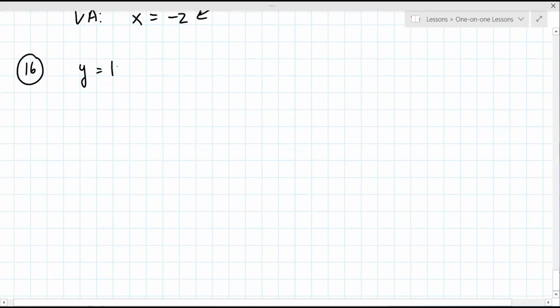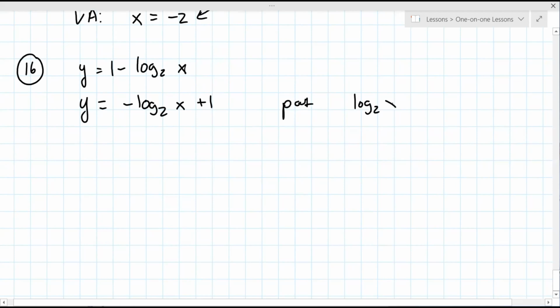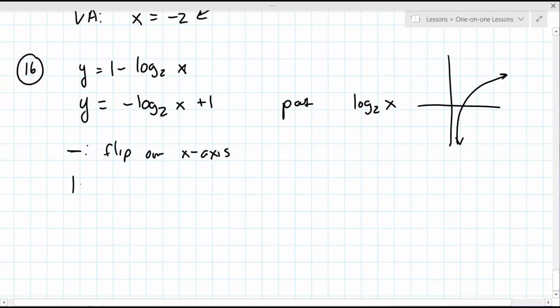So y equals 1 minus log base 2 of x. If I rewrite this, it will greatly help how to do this problem. There's really a plus in front of the 1. Moving over here, it helps to demonstrate what's happening. The parent function is log base 2 of x, which goes up and to the right again. So now what does this negative do? This negative is a flip over the x-axis. The 1 is a vertical shift up 1 unit.